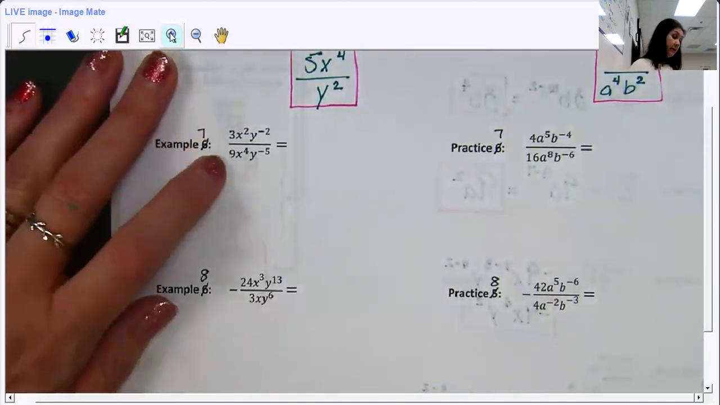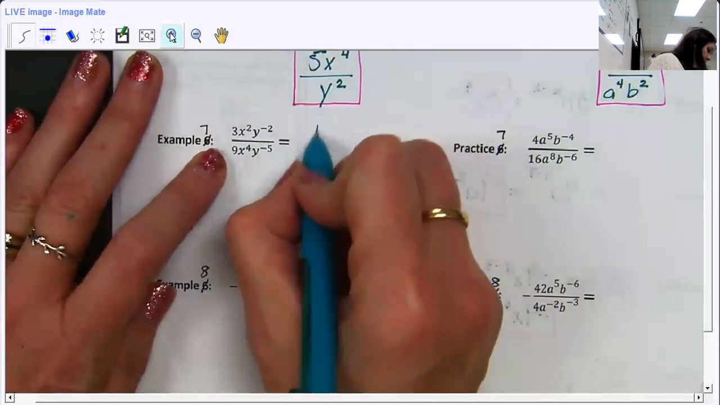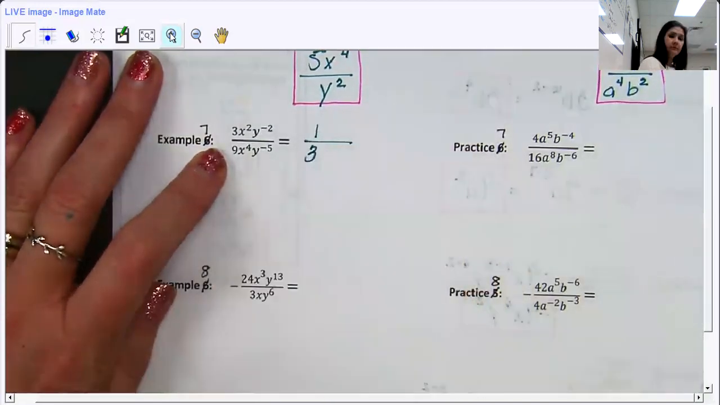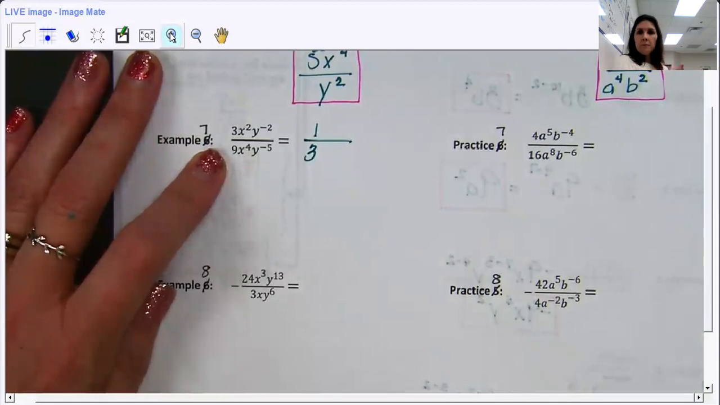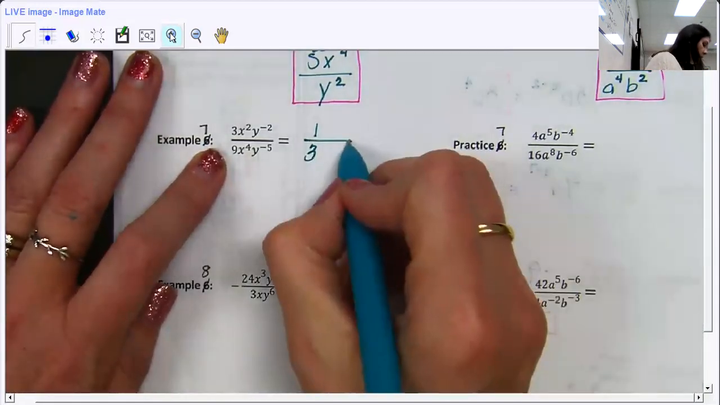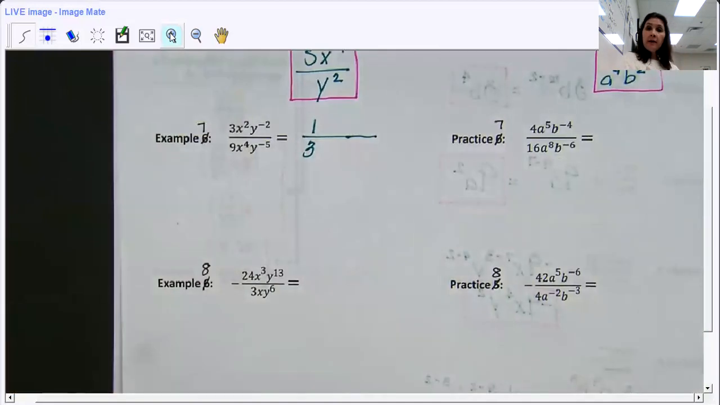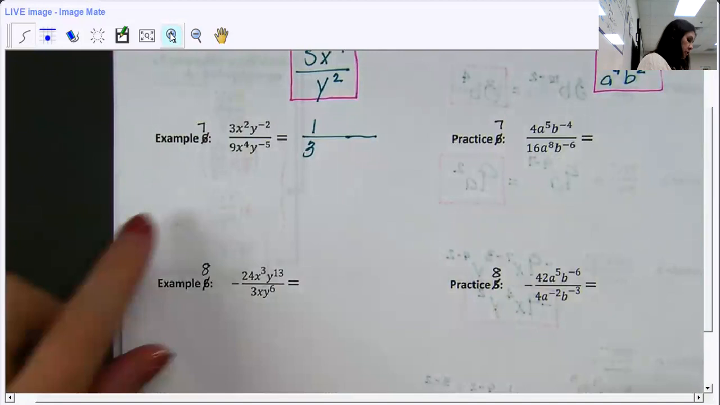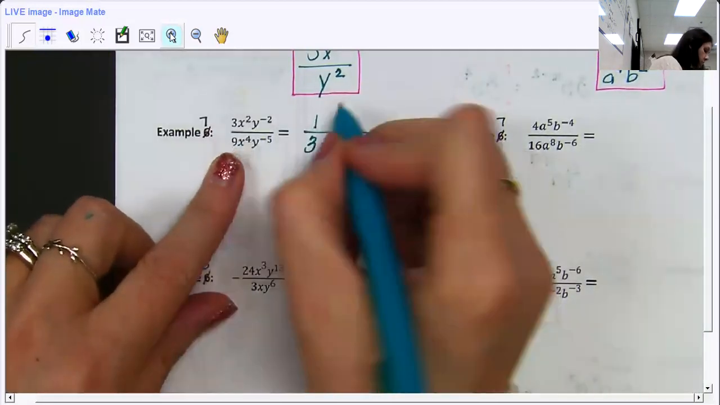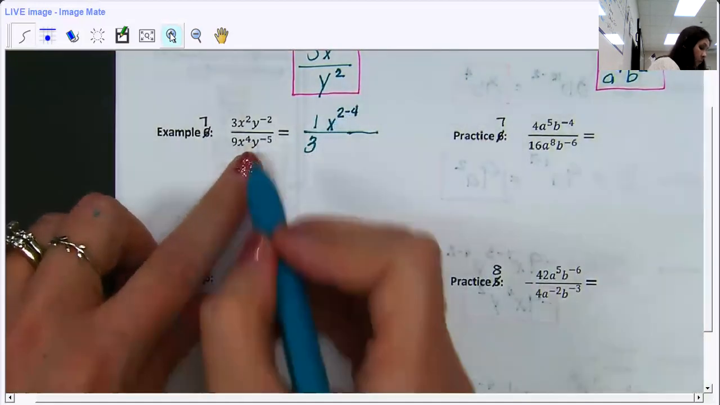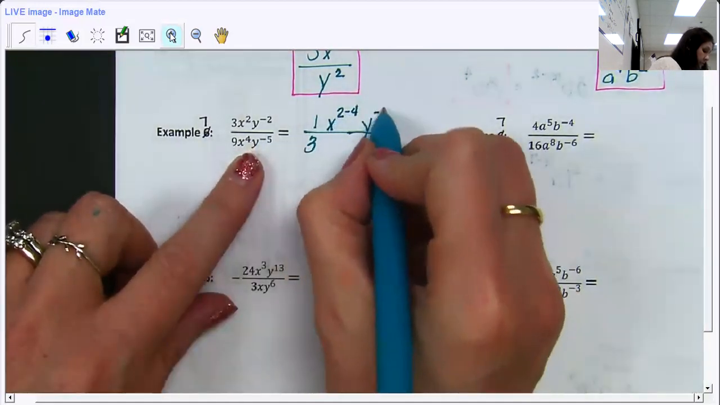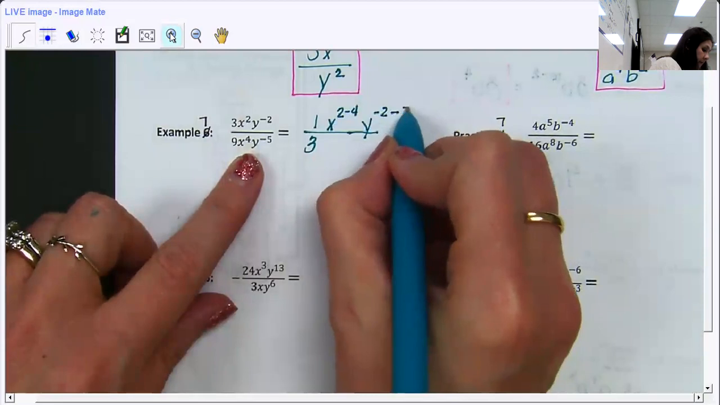When we simplify 3/9, we get 1 over 3. Okay, we really don't need that 1 there, and you'll see that in a minute, but I'm going to leave it there for right now. Now what I'm going to do is bring all of my variables and exponents on the top, and then I'll move them if I need to. So we have x to the power of 2 minus the power of 4. And then we have y to the power of negative 2 minus a negative 5.